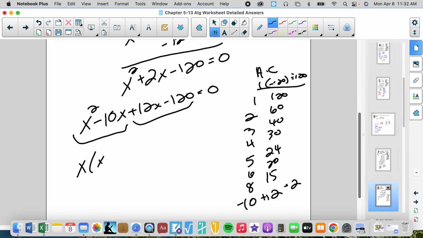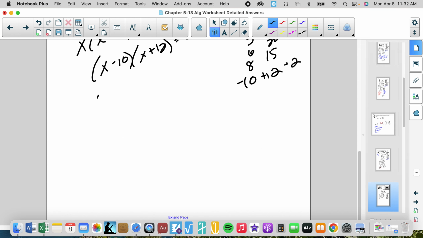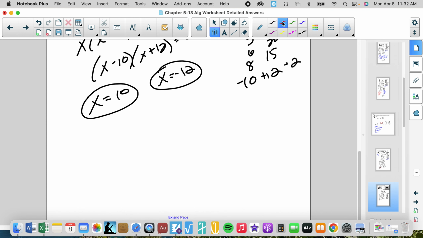We factor out an x. We get x minus 10. We factor out a 12. We get x minus 10. X minus 10, x plus 12. So I know that my x values, x is going to equal 10, and x is going to equal negative 12. So negative 12 is not a positive even number.